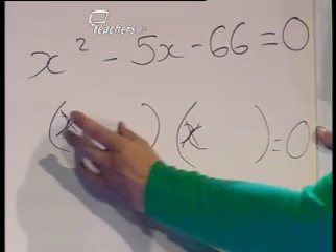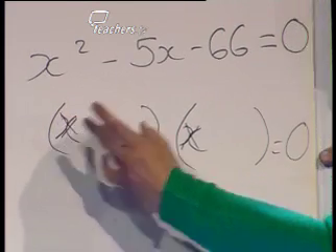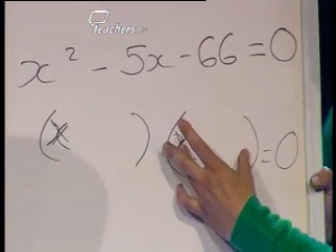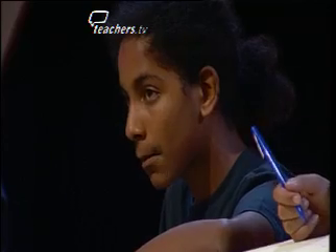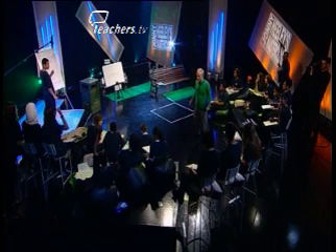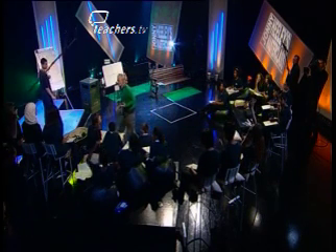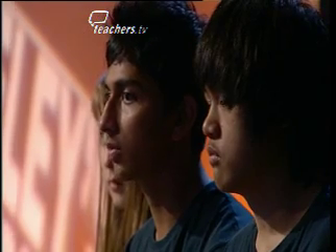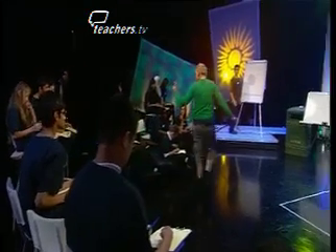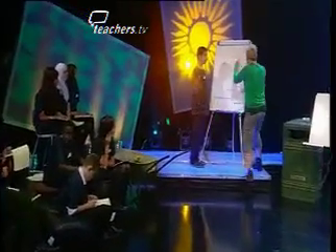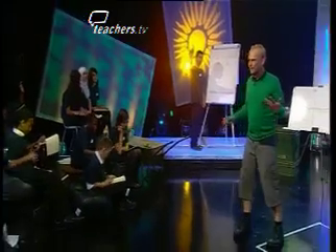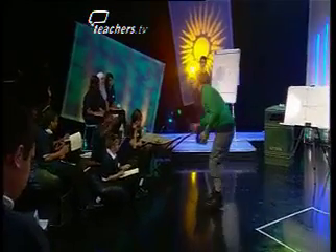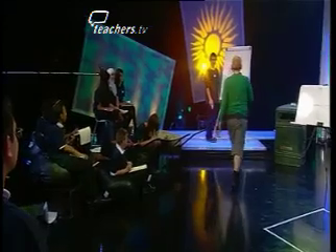Because each of the two terms in this bracket has to multiply each of the two terms in that, one of the terms is going to be x times x, which is x squared. Any ideas for the other numbers? We need two numbers that multiply to minus 66 and add to minus 5. What are those two numbers? Minus 11 and 6.